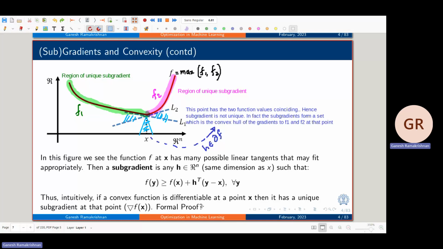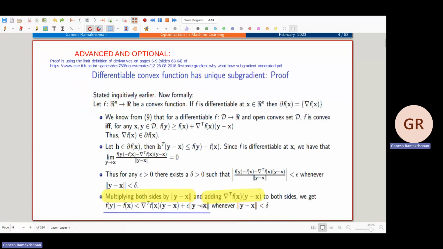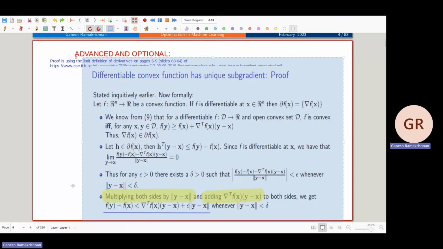Let's just see that the gradient indeed coincides with a subgradient for a differentiable function, or rather, for a differentiable function the subdifferential is a singleton set. So this proof is there in my very detailed notes from my convex optimization course, so I'm not going over it. But the key idea here is as follows.